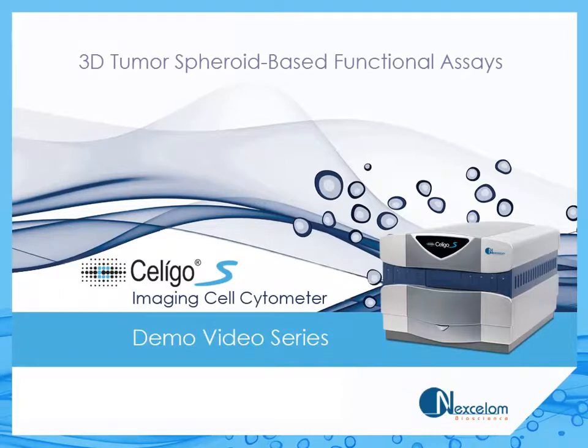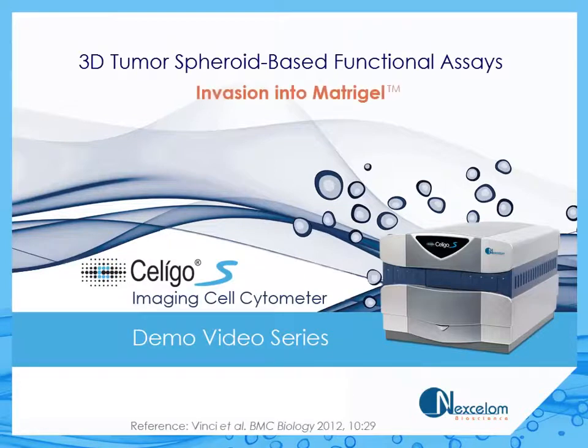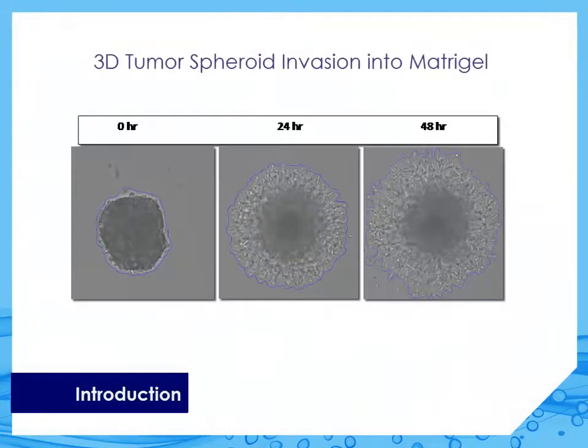Today we'll be discussing three-dimensional tumor spheroid-based functional assays, specifically the invasion into Matrigel. The Celigo cytometer has been used to perform multiple 3D spheroid-based functional assays. This video describes a three-dimensional invasion into Matrigel as a model for tumor invasion. Let me show you how this experiment was conducted.